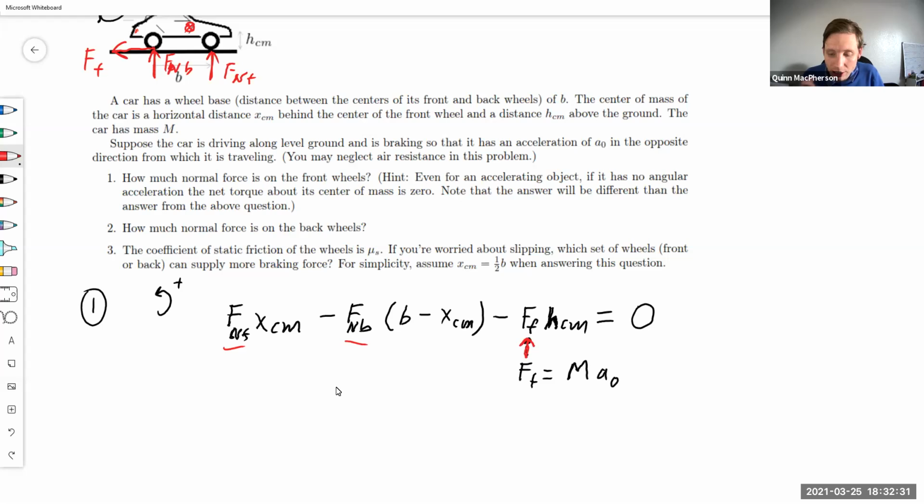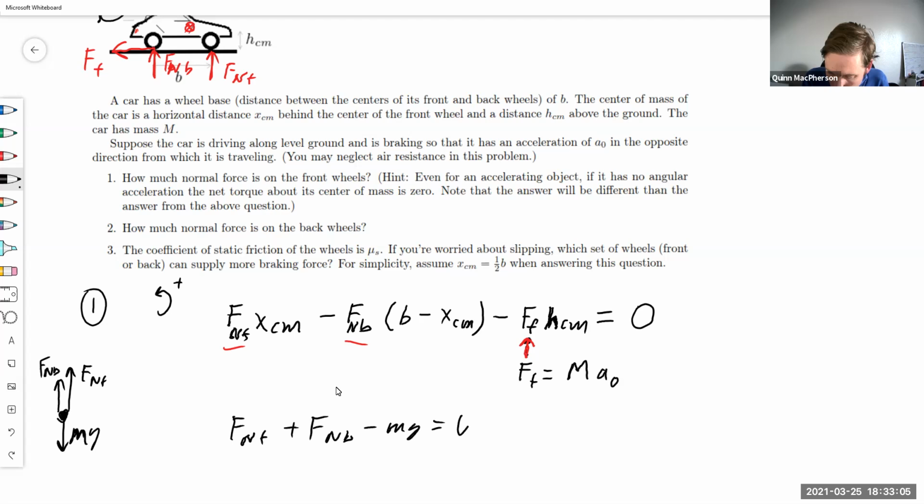We can find those using the fact that the total force up and down better be 0. So now let's add the sum of forces. So this comes in the free body diagram. We have two normal forces, force normal front, force normal back, and mg. So we have force normal front plus force normal back minus mg equals 0. Once again, two unknowns. So basically we have two equations and two unknowns. Now it's just up to us to find the normal force on the front wheels. And then question 2 will be the normal force on the back wheels. And then we'll go on to part 3 after that.